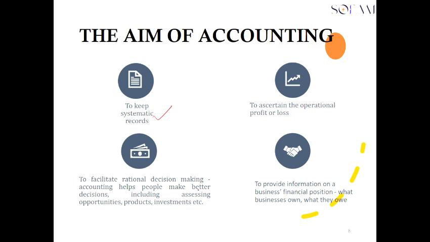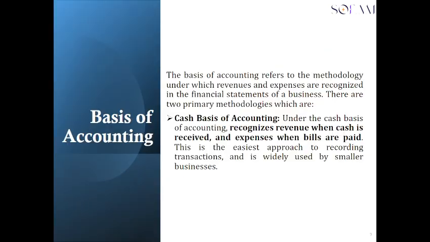Accounting also helps us to make rational decisions. If you don't have data, you cannot make decisions. In fact, in the world in which we find ourselves now, data is everything. The fourth reason is that accounting helps to provide information on our company's financial position. So, with the help of accounting, we're able to tell what our assets, liabilities, and equity are as at a particular date.